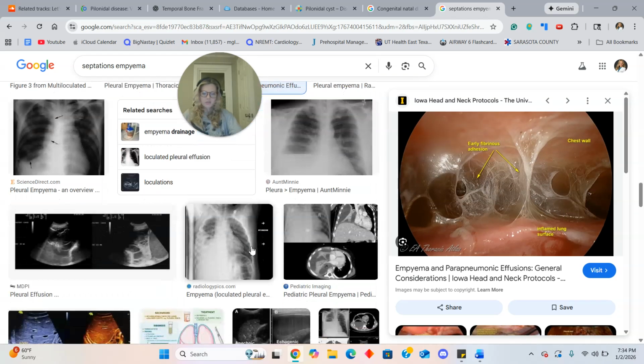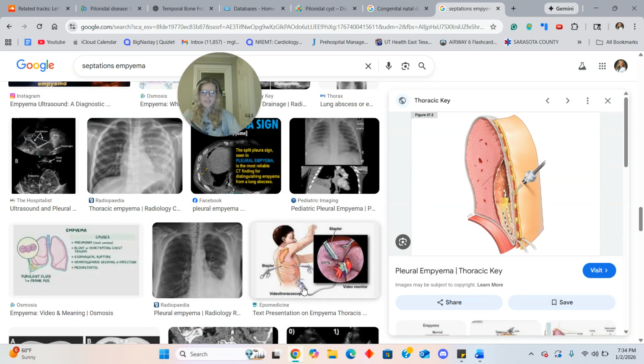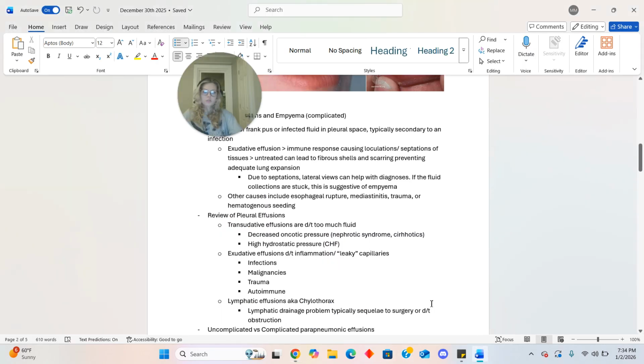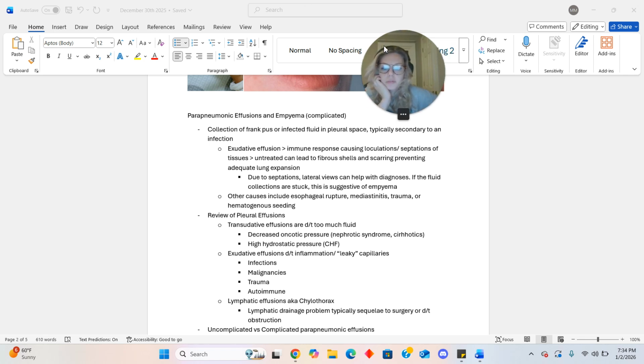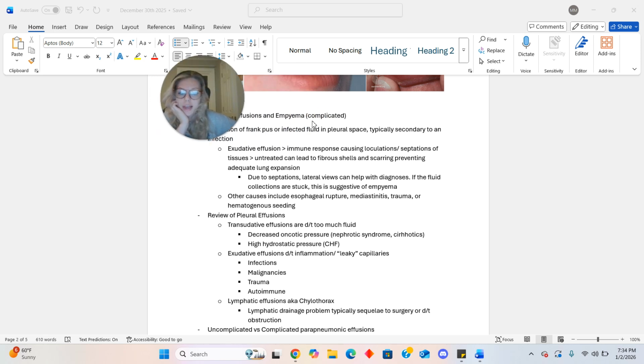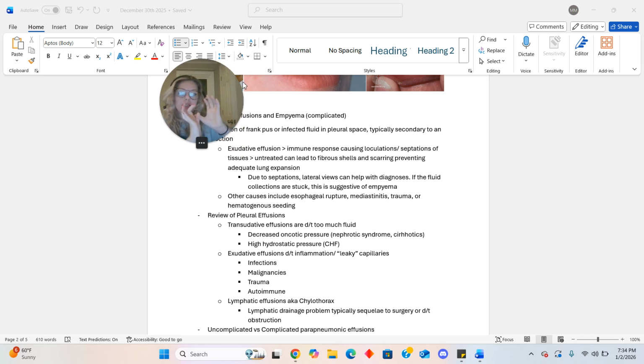So anyways, when there is infection, there is some immune response with time. And this is why you want to intervene, because if you don't intervene, the lung just won't expand because there is this fibrous shell keeping it compressed. So it can lead to bad things. Untreated can lead to fibrous shells and scarring, preventing adequate lung expansion. Due to septations, lateral views can help with diagnosis. If the fluid collections are stuck, this is suggestive of empyema. And I meant lateral decubitus views, views that can show you in a cavity if it's just stuck in this weird septation.